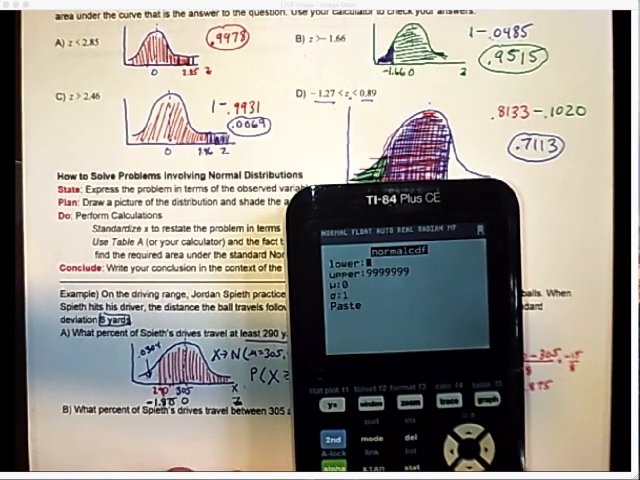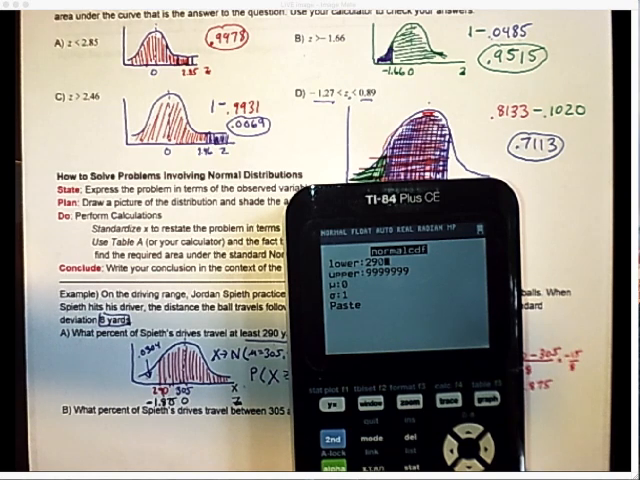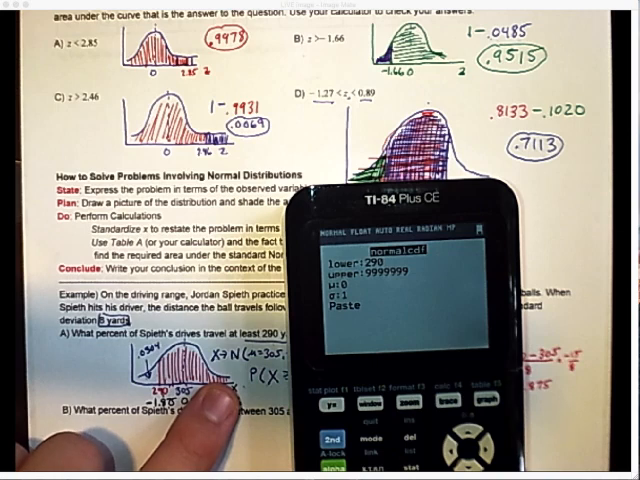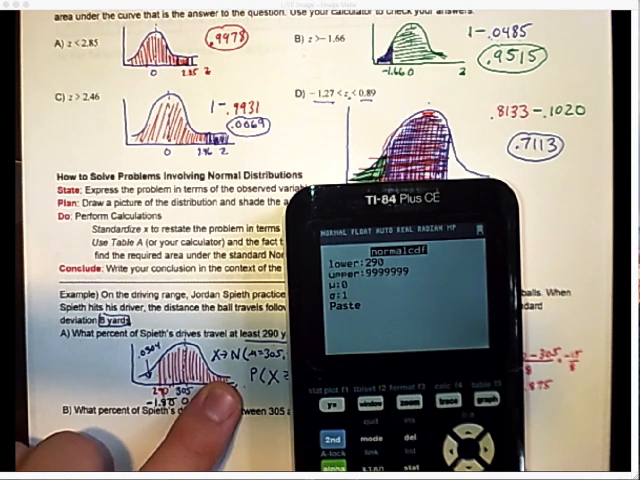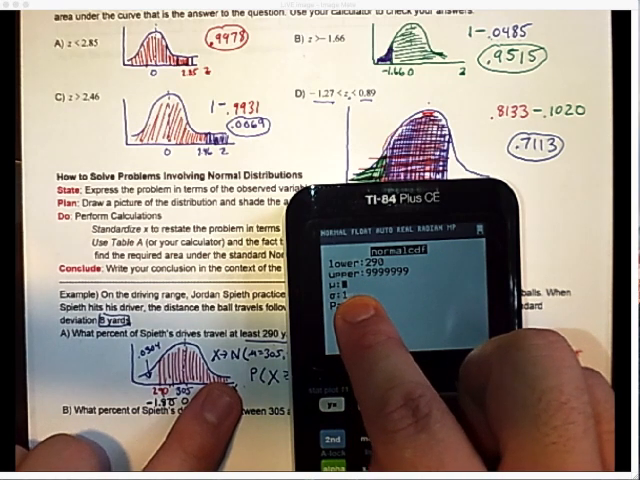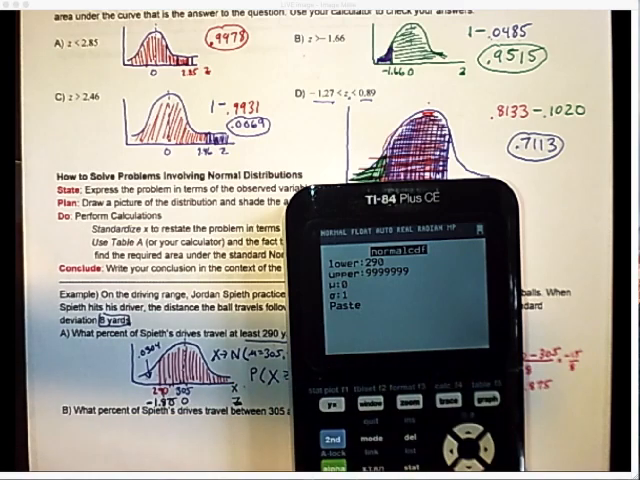Instead of putting z-scores, let's put the actual numbers. So where we start the shading is 290, but we never stop the shading. It keeps going on to infinity, so I leave that as infinity. But instead of 0 and 1 for a standard normal curve, let's just use this particular normal curve.